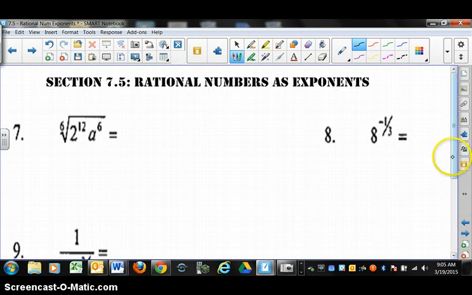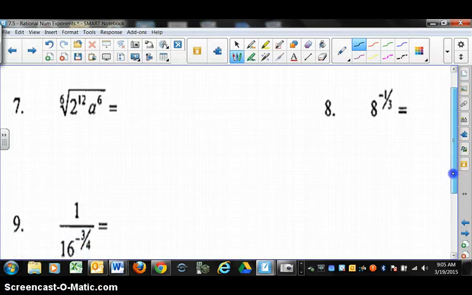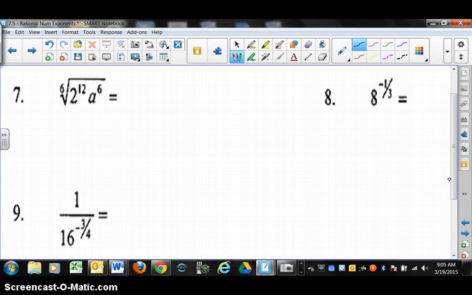Here we have, continuing along with rational numbers as exponents. Can we simplify the 6th root of 2 to the 12th, a to the 6th? Please notice that we have an even index and we have a variable, so there's a good chance I'm going to need absolute value brackets here. Simplify this, see how it goes, check back with me in a few minutes. Put me on pause now.